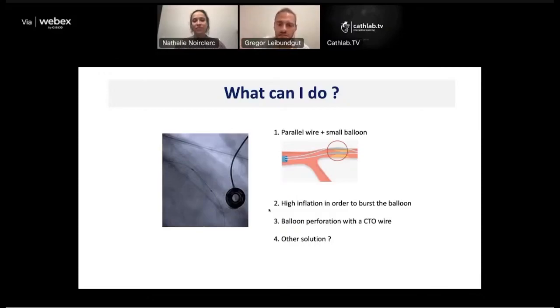However, this is not the case here. So in this case, simply as it is, I think 1 would also not work, because if you go subintimal, you are outside of the stent, and if you then inflate a balloon, you will compress the stent onto your balloon and it will completely lock it. So I think I would have done solution 2nd first.